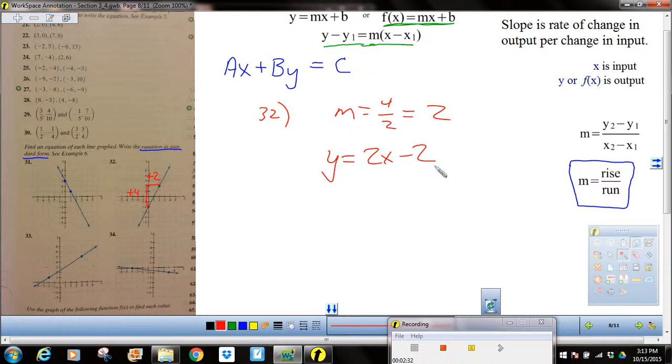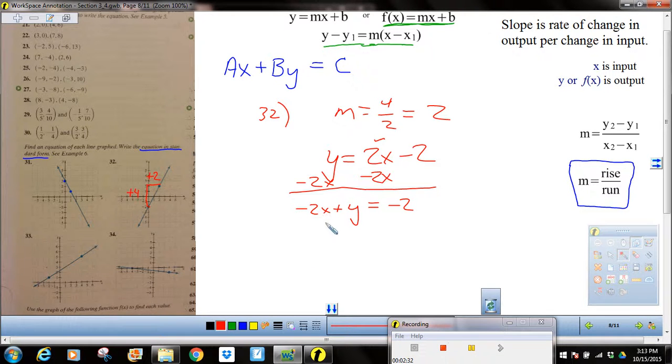This is the equation in slope-intercept form. If I move both variables to the left, the 2x term is on the wrong side. These are not like terms, so I'm going to put the x term first, then the y term, then the constant. I'm working on getting this in standard form like this.